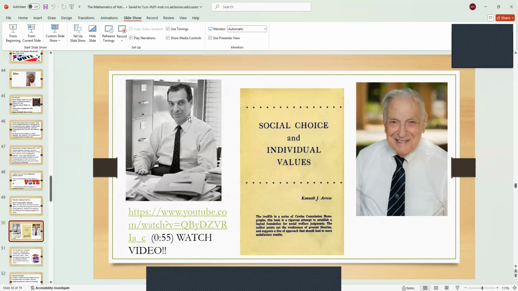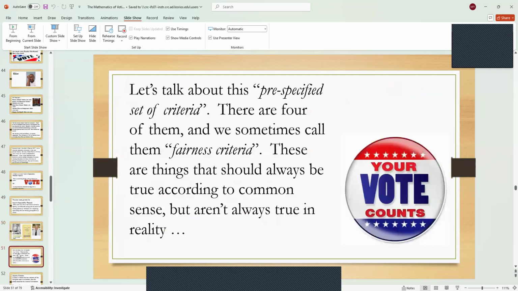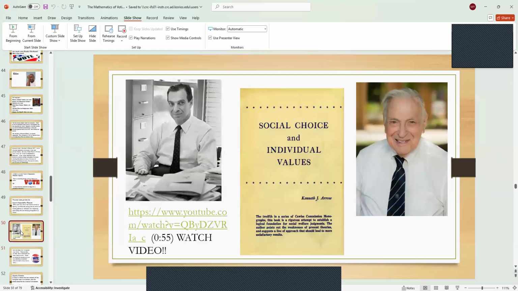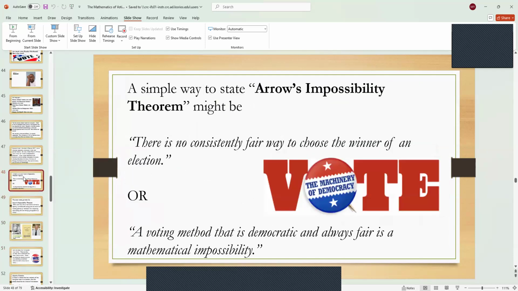So here's Kenneth Arrow a long time ago and then a little more recent before he passed away. And his book is called Social Choice and Individual Values. It's a very famous book. So we're going to come towards the end of the video here, just to recap Arrow's impossibility theorem. It's never going to always be fair, and it's mathematically impossible to find a voting method that is always fair. The mathematical impossibility.